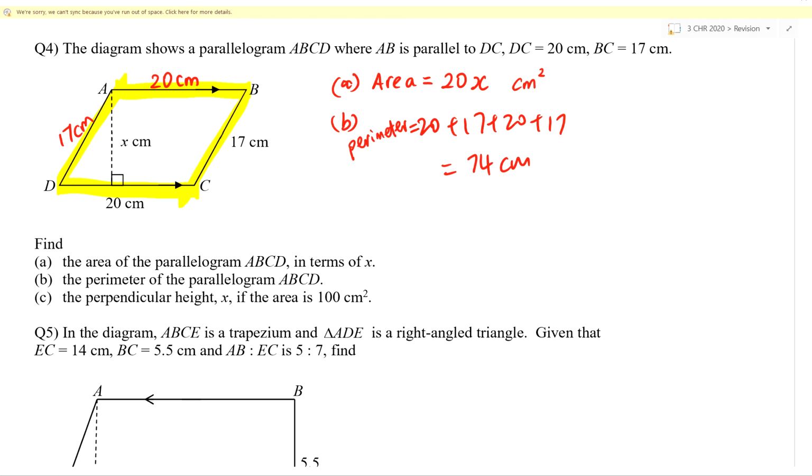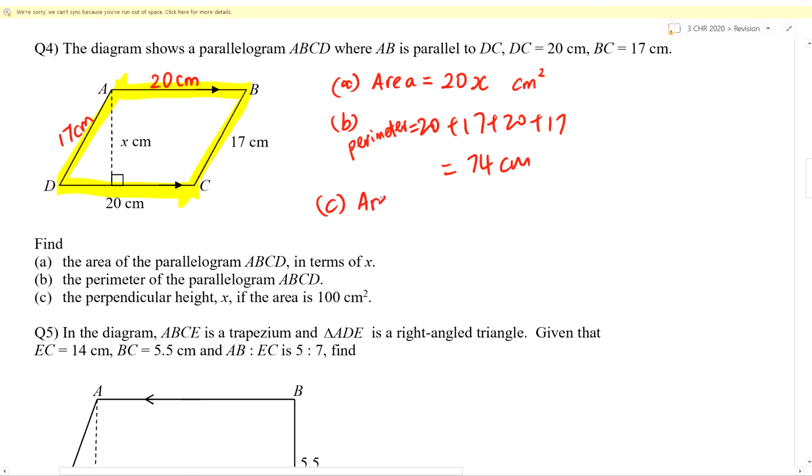Okay, finally, part C. Find the perpendicular height x if the area is 100 square centimeters. We refer back to our answer for part A. We actually found the area, but it was in terms of x. For different x values, we get different area, right? If x is equal to 1, then the area is 20 times 1. If x is equals to 2, then the area is 20 times 2, so on and so forth. Now, they tell us that the area is 100. They want you to work backwards to find x.